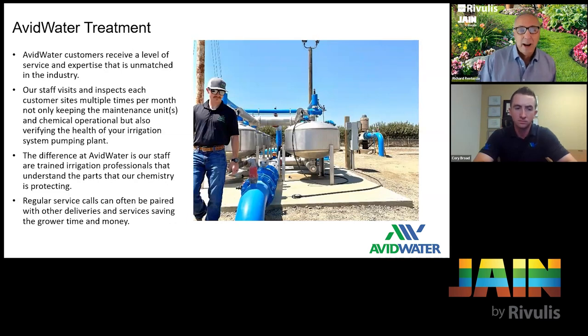What you just described is what we all want from our suppliers, and it's really great to see that you're doing that. So we have a question coming in, and this person's asking about the customer sites multiple times per month. What dictates that? Is it the size of the system? How do I know if somebody's going to come out one time, four times?